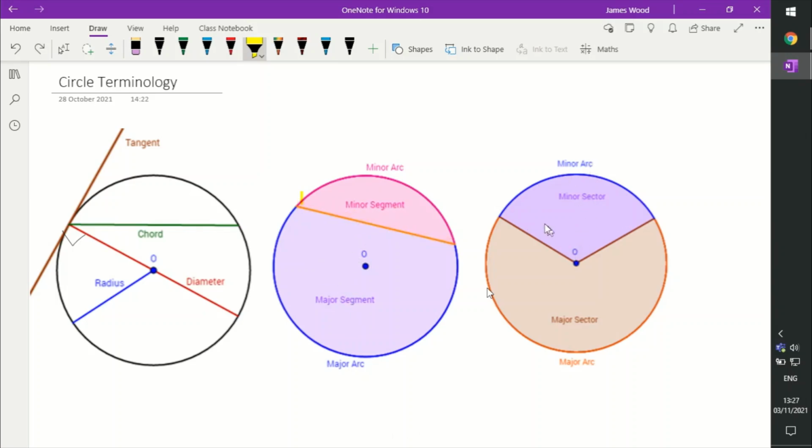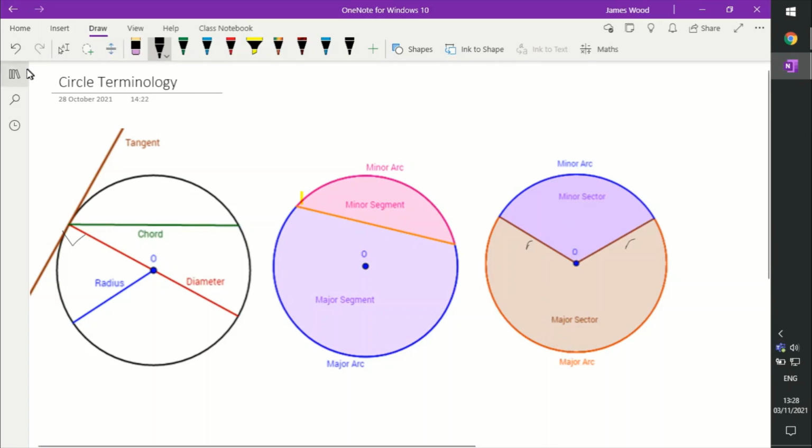Here again, we've got some arcs, but rather than being divided by a chord, it's now divided by the radius. This is the radius here and here. And this section here is called a sector. So a segment has got a chord, whereas a sector has got the radius here, so it's divided from the center. And this is what we mean by a sector.